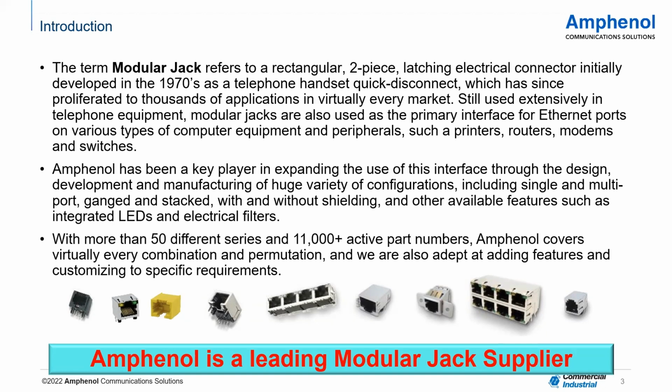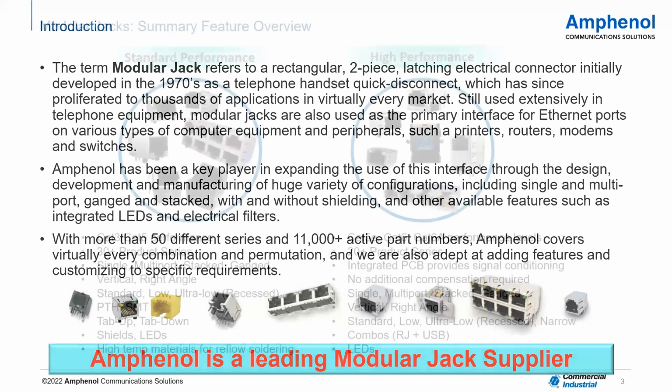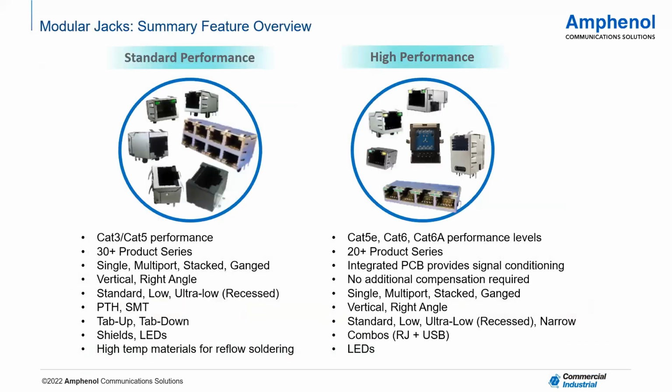Amphenol has been a key supplier to the market and has over 11,000 active parts that we supply in 50 different series. Briefly, the RJ45s that we supply are segregated into two types. One is the standard performance and the other being the high performance.